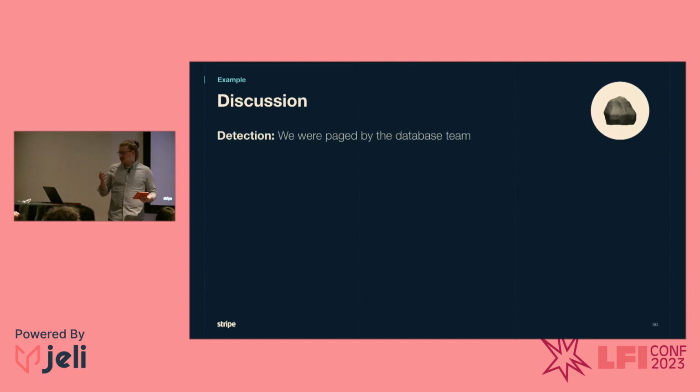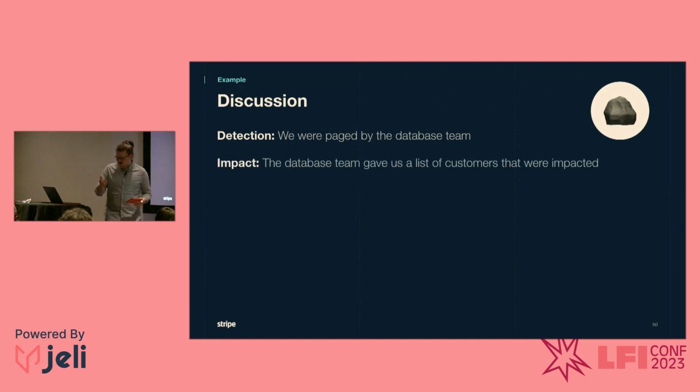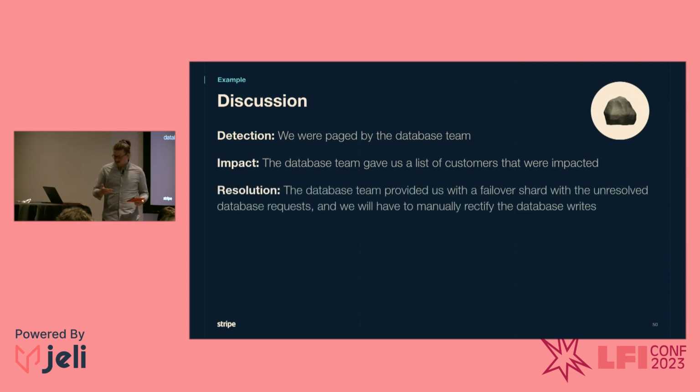So starting with the D in DIRTY for detection, Miko tells us that we were paged by the database team. That's how we were alerted of this issue occurring. For impact, the team had a common consensus that in this type of scenario, the database team would initially give us a list of customers that they think are impacted. And similarly, the R for resolution, the database team would probably provide us with some sort of a failover shard or something that showed the unresolved database requests that we'd have to manually rectify, maybe with something like an ad hoc migration. There's lots of different ways that we could do that.